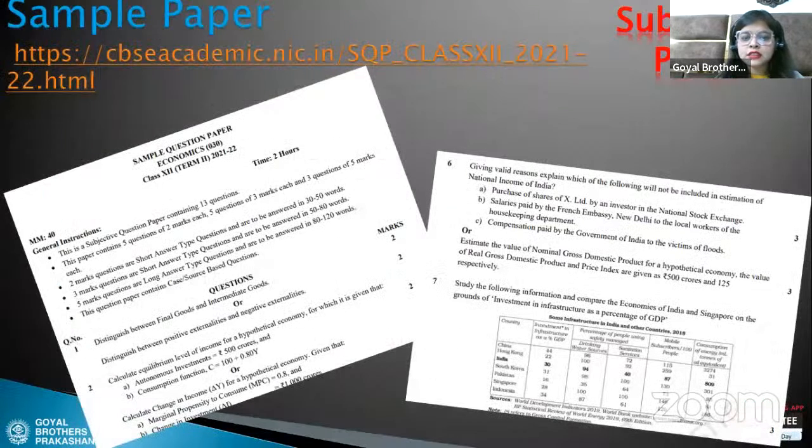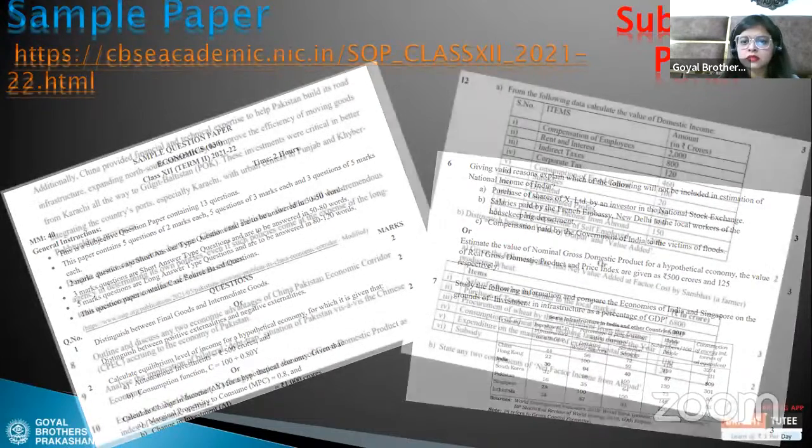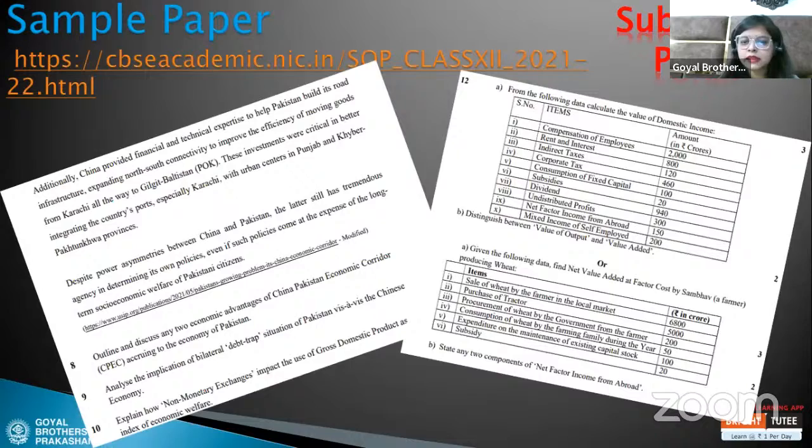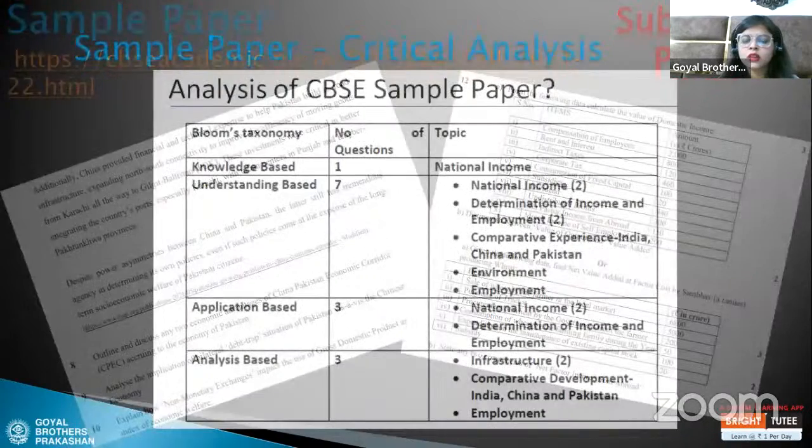So if we see, this is how the sample question paper released by CBSE looks like. The first question was from national income. We are going to have a little bit of analysis on the question paper. It has data-based questions, tabular questions, case study-based questions. So all that was covered.